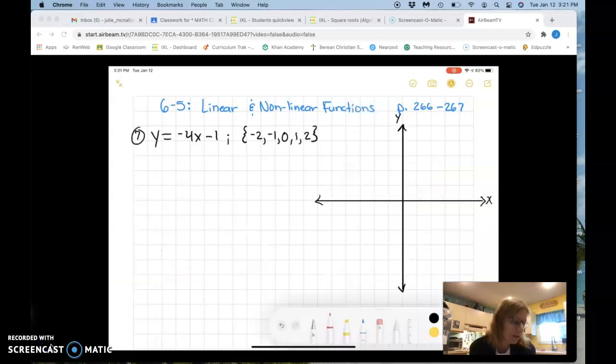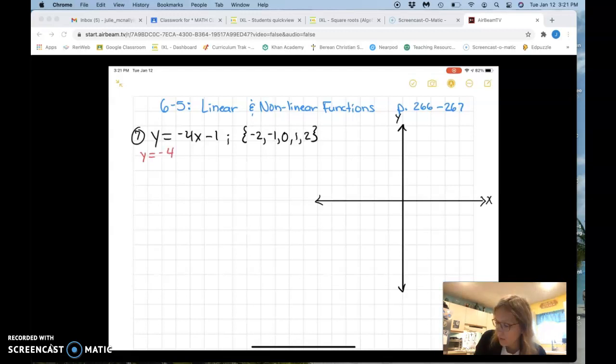All right, so on this section, it says graph each function for the given domain. So remember, domain is your x values. So they gave us all the x values and they want us to plug those in to see what the y's equal and then graph it. So I'm just gonna start solving with the first number. And remember, when two things are written next to each other, it means multiply. That's why I used parentheses there. So -4 times -2 equals a +8 minus 1, and 8 minus 1 is 7. So there's my first ordered pair, -2 and 7.